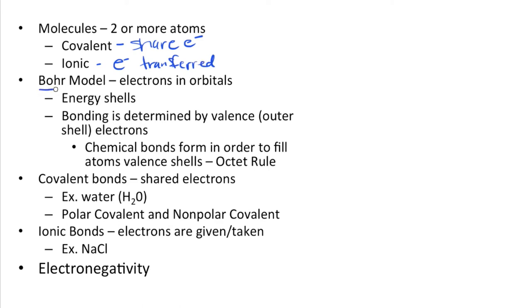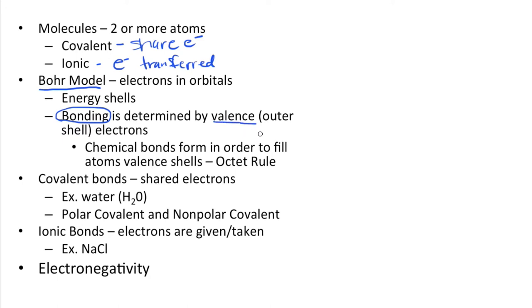But the Bohr model explains how electrons behave. It projects what may be happening in atoms. So as I mentioned before, electrons are constantly in motion. And we know that they don't all have the same energy. They reside in different energy shells. But what we're interested in today is bonding, because this is what makes molecules, and bonding is always determined by the electrons that exist in the outer shell, and we call that outer shell the valence shell.